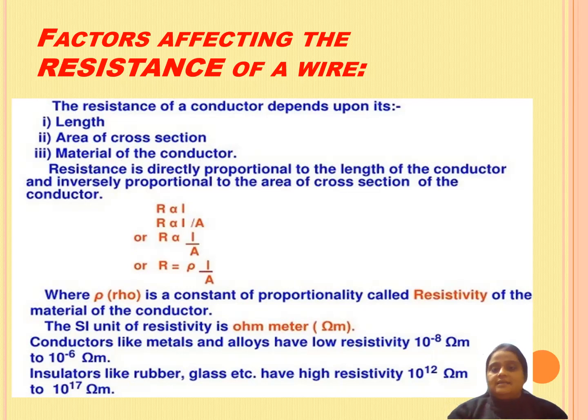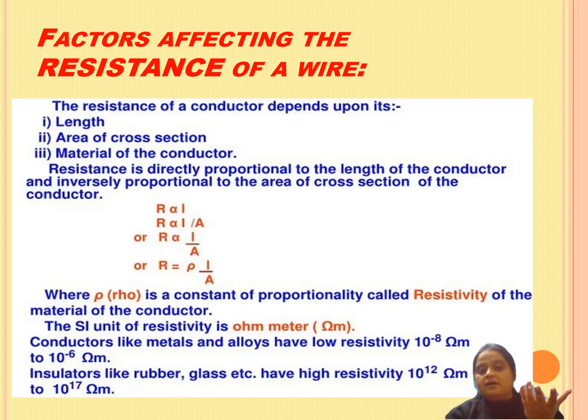Okay, let's proceed now. By using these two factors, the length and the area: R is directly proportional to length, and R is inversely proportional to area. So when you combine these two, what will happen? R is directly proportional to L by A, right? If you remove the proportionality sign, we have to introduce a constant. What is the constant here? The constant is resistivity, rho.